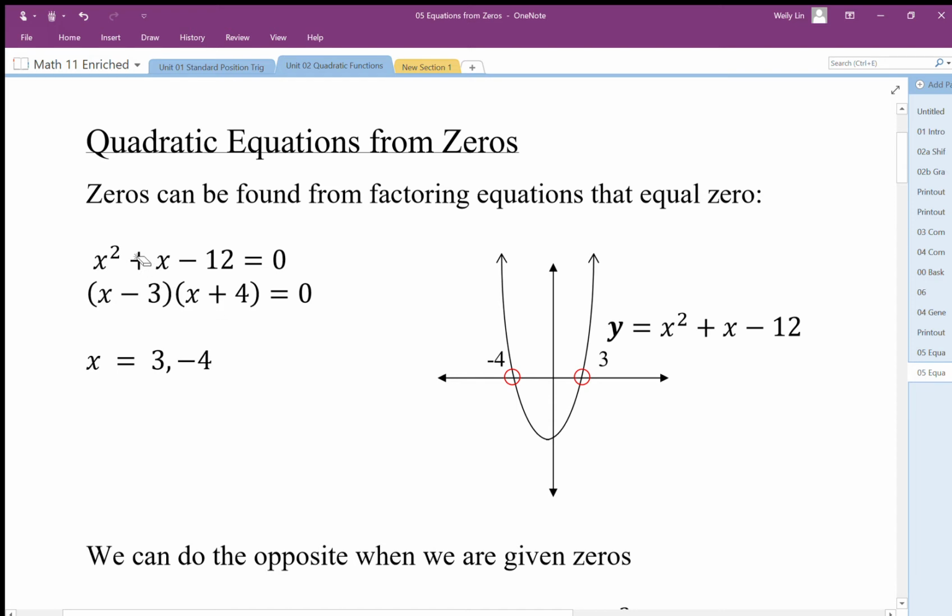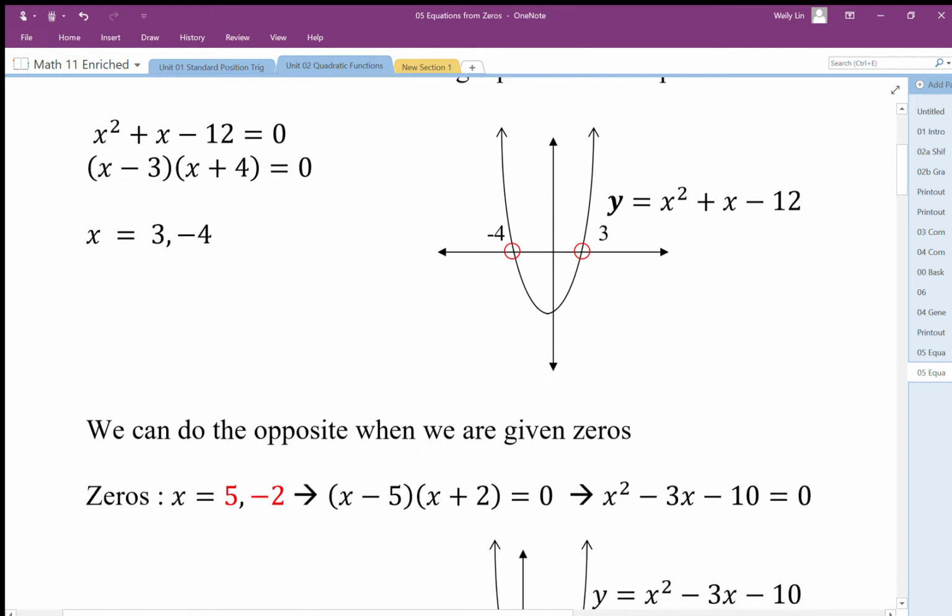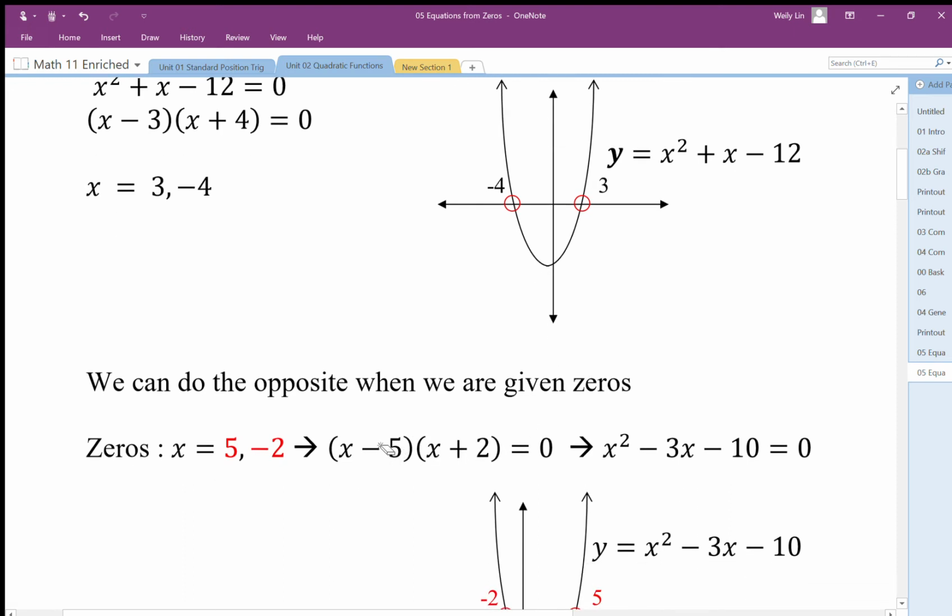Now, when we take this same quadratic and graph it, okay, this is a function now, we can see that the quadratic is going to look like this, and the zeros are going to be where it crosses the x-axis, at 3 and negative 4. So what happens then is, if we have zeros, we can put it into factored form. So we can start with the zeros at 5 and negative 2. If we have zeros at 5 and negative 2, we can factor into x minus 5, x plus 2 equals 0. Okay? And we know that this quadratic in factored form can be expressed in this way.